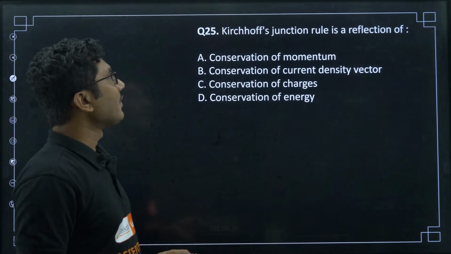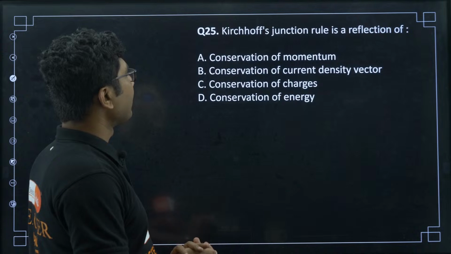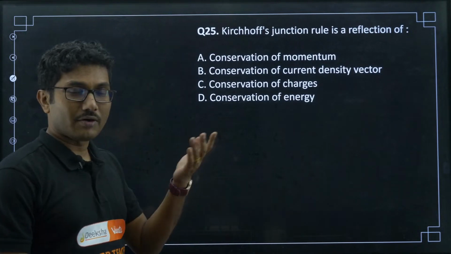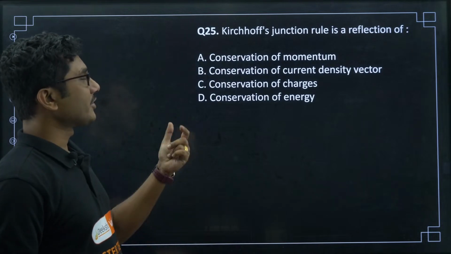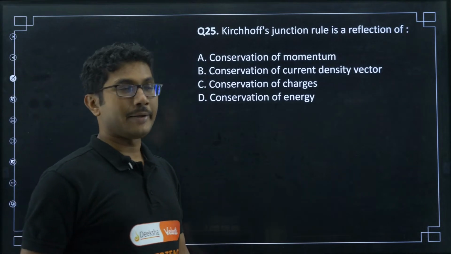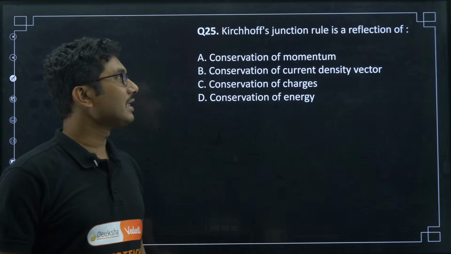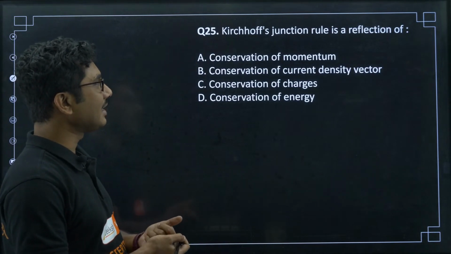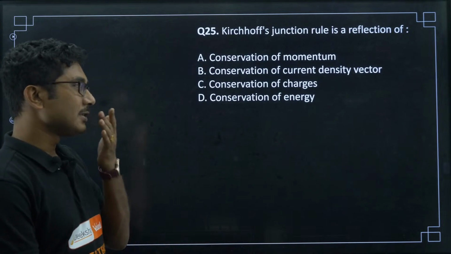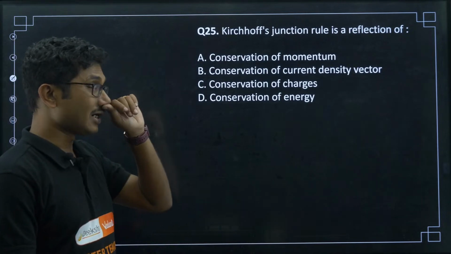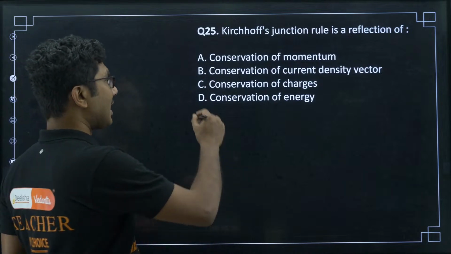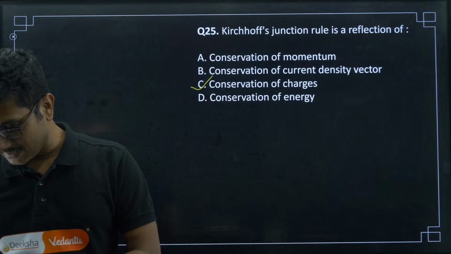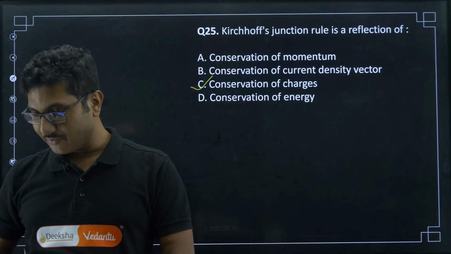Okay. Question number 25. Kirchhoff's junction rule is a reflection of. So, we have already seen one such question. Now they have changed the question wording. Kirchhoff's junction rule is a reflection of conservation of momentum, conservation of current density vector, conservation of charges, conservation of energy. So, Kirchhoff's junction rule is conservation of charges. I am answering it for you because we have already seen it. Yes. 25C, 25C, 25C.